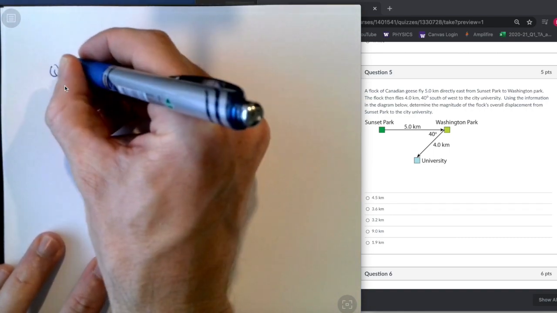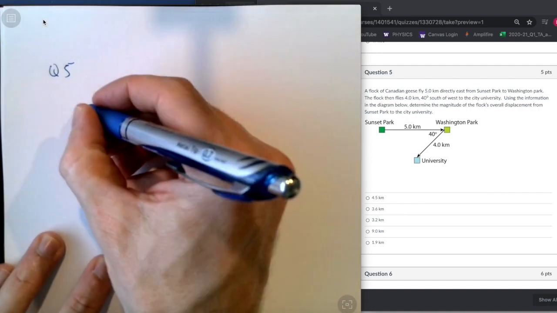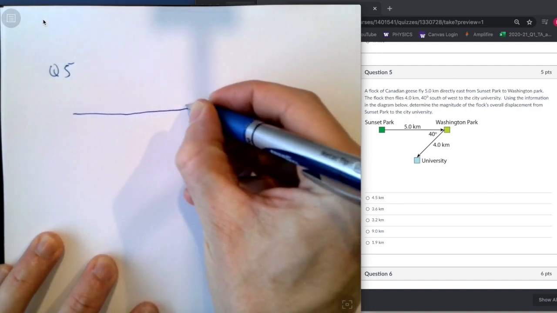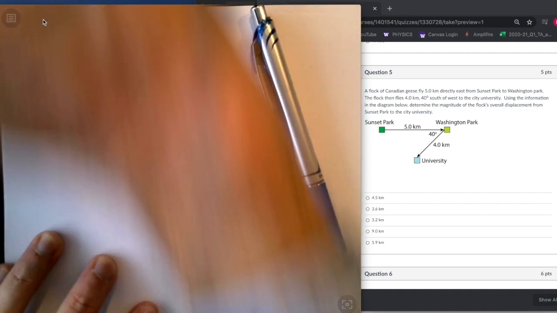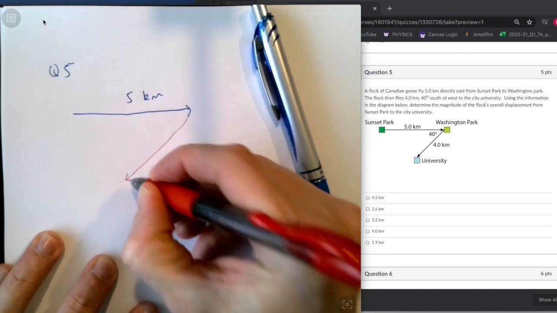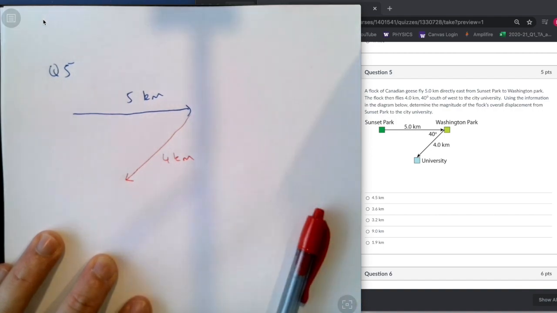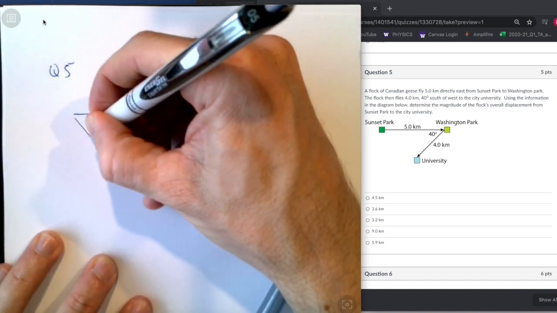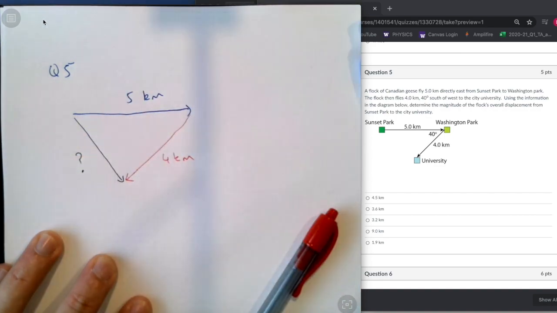This is question 5. So we've got 5 kilometers this way, and then we've got this 4 kilometers this direction. And what we're trying to determine is the size of the sum of these 2 vectors. So this is what we want to determine.